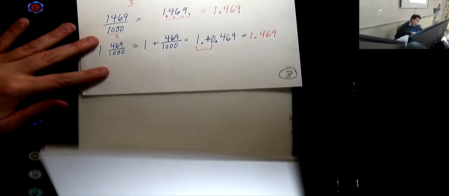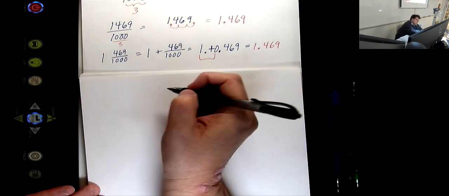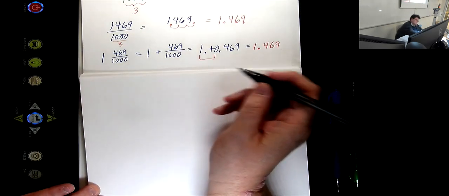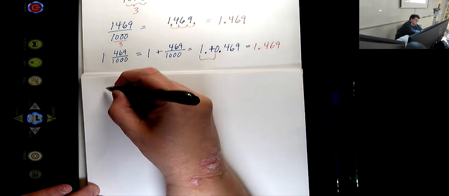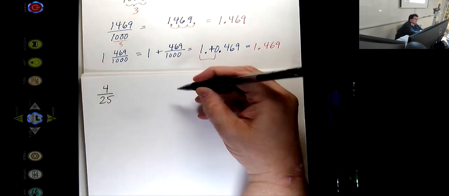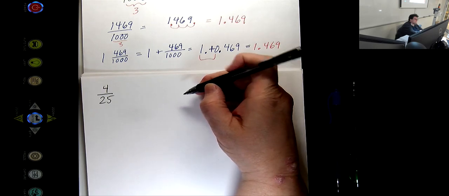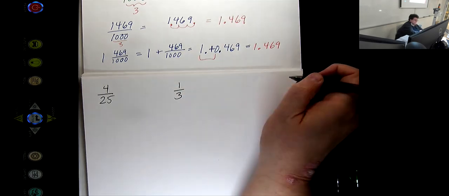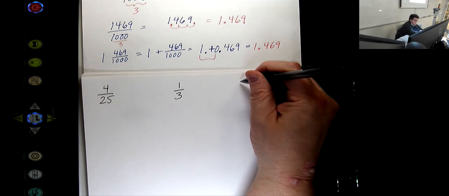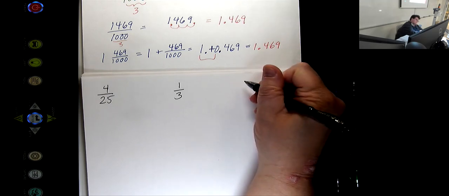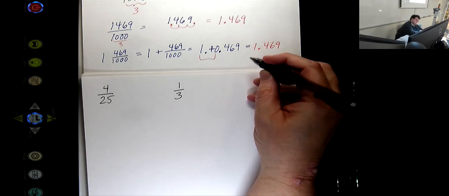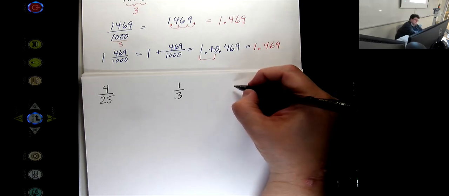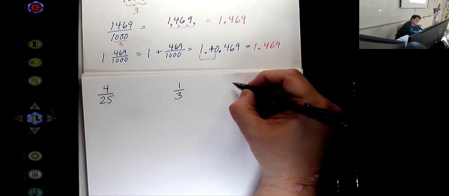Let me give you guys just a couple ones to try for yourself. We'll go both directions. We'll do some fractions to decimals and then some decimals to fractions. So do 4 divided by 25 as a decimal. Let's do 1 over 3 as a decimal. And maybe we'll do one where the bottom is 100, or a power of 10.